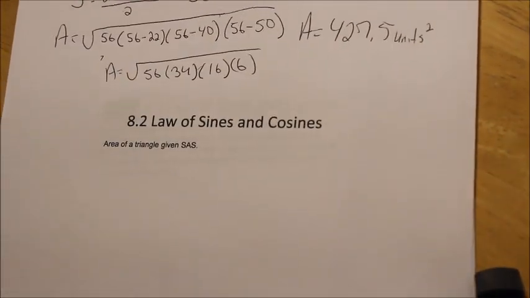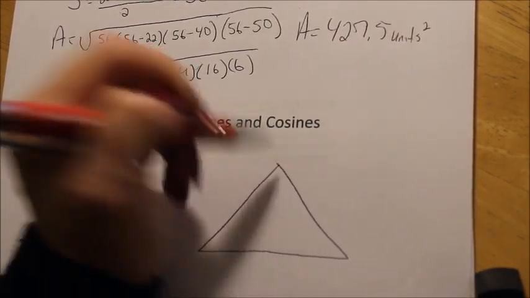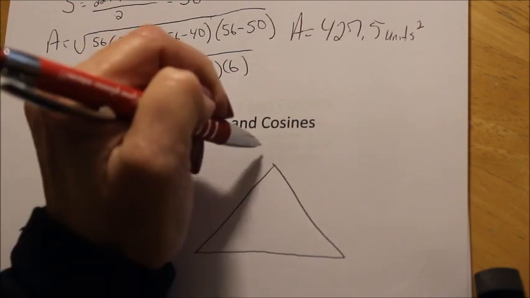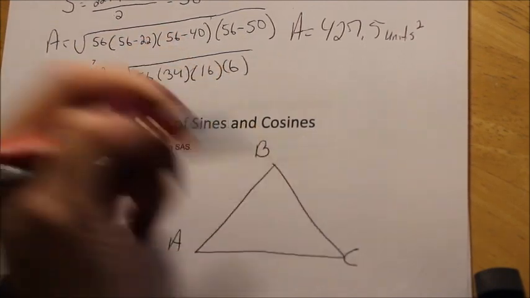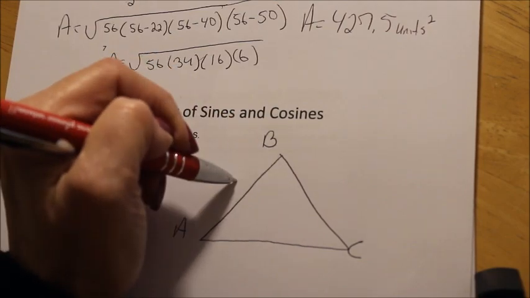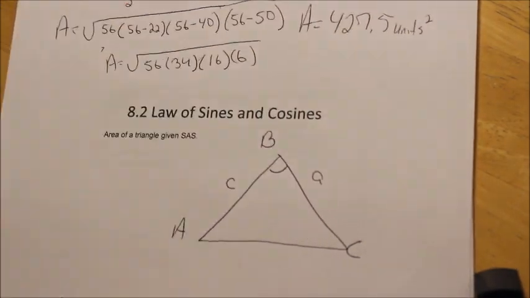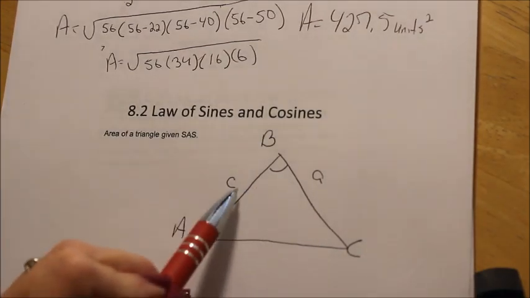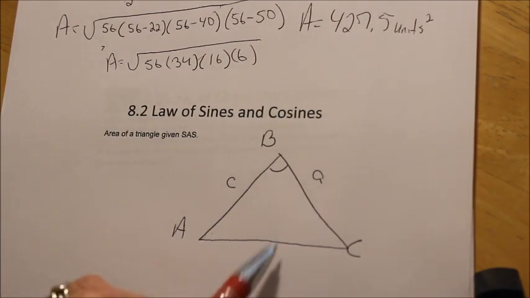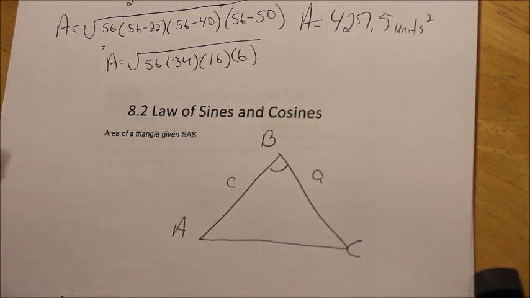What if you want to find the area of a triangle and you're given side, angle, side? So I guess I'll just use ABC here. With side, angle, side, you might know side C, you might know side A, and you're given angle B. You might know these two sides given angle A, these two sides given C. It just depends on what you know. But what you do is a very simple formula. I call it the SAS formula.